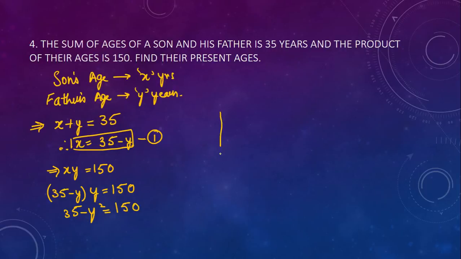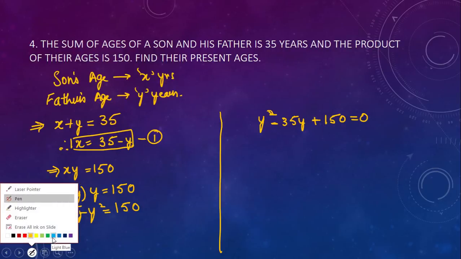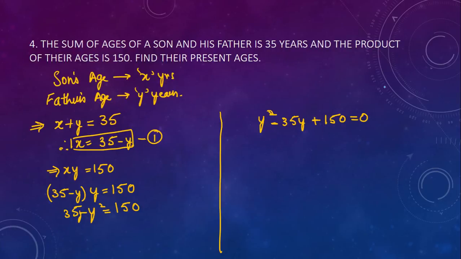So this becomes y square minus 35y plus 150. This value is 0. I've just transposed everything to right hand side and written the equation like this. So that doesn't make any difference. It's the same thing, right? So we've got another quadratic equation, right? Again, there is no constant term, there's no coefficient of the first term, so only a constant term is there. We're going to use that.